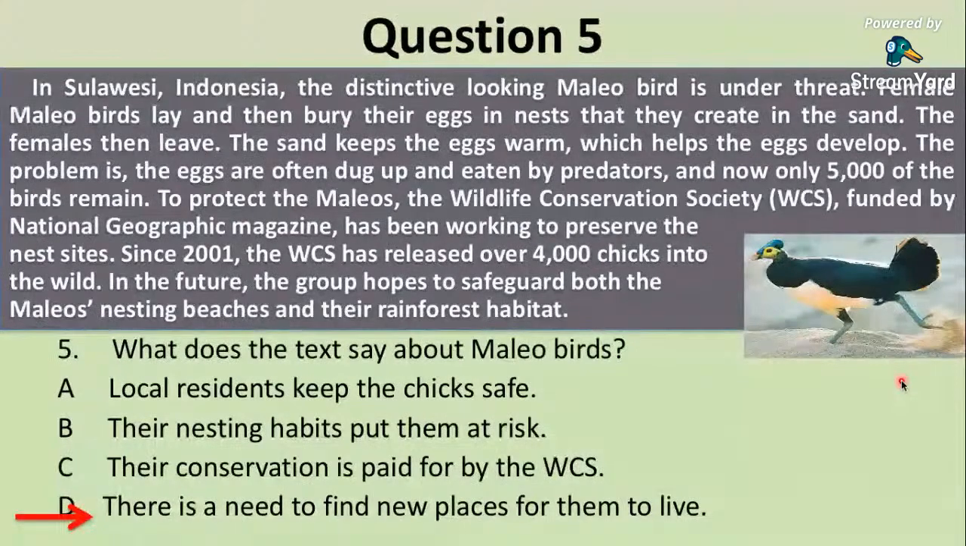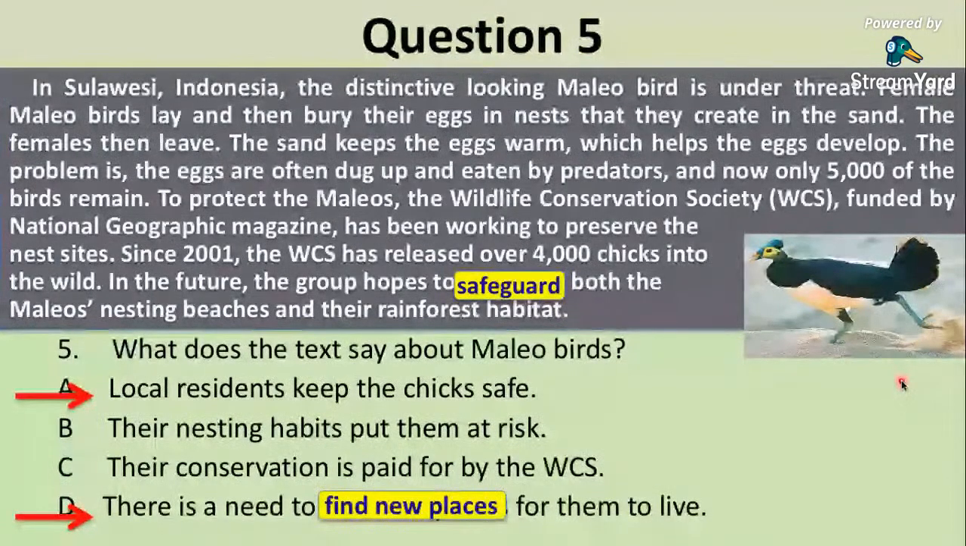So let's look at D first. There is a need to find new places for them to live. But the whole text is not about them looking for new nesting habitats. You will see that this text is all about safeguarding. You just want to protect them. It's not about finding new places for them. It's just how we want to protect the turtles coming to the beach to lay eggs. So it's very similar to this. You want to safeguard, not find new places. So D is not the answer.